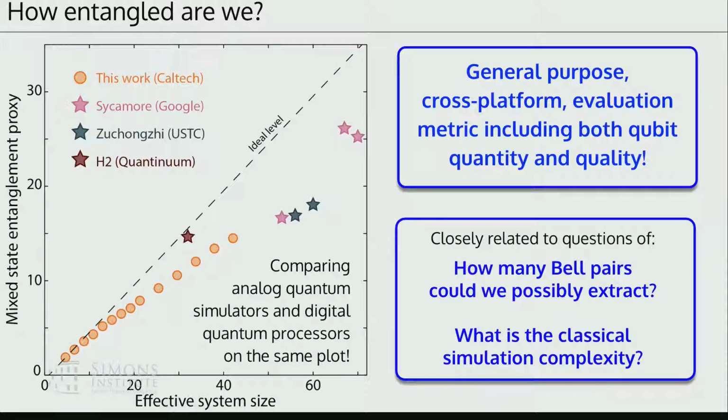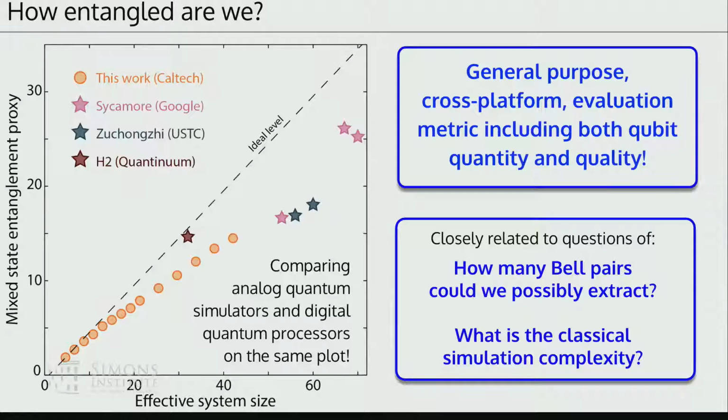I'll say first, this quantity, this negativity, this mixed state entanglement we're looking at is very closely related to, for instance, how many Bell pairs could you possibly extract from the system. So this is a very physically real number in some sense. It's literally saying, how much entanglement could I get out of my system if I had perfect LOCC type operations. And then we think that there is a good correspondence between this quantity and the actual classical simulation complexity of these type of operations as well. So that's a little bit less defined at the moment. We're still trying to work on it a bit.